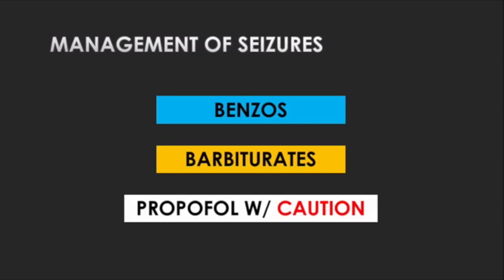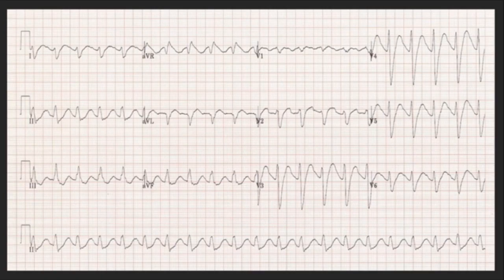So management of seizures. Like we said, intralipid, so that's already been established, but you also just treat it the same way. Benzos, barbs, get your glucose, your iSTAT, and if you decide to give propofol, just be very, very careful because if they have any cardiovascular compromise, that's something I would stay away from. And then you get the EKG.